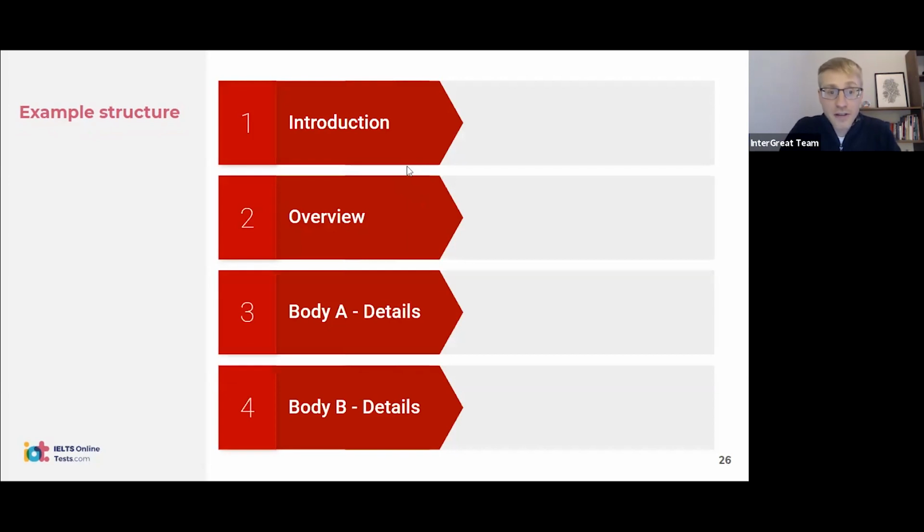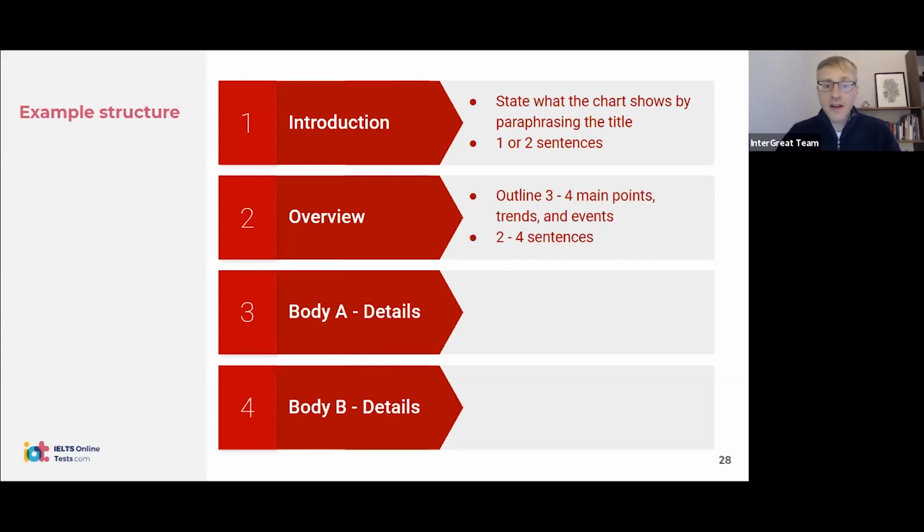The first paragraph is an introduction. The second paragraph is your overview. And then the third and fourth paragraphs are your body paragraphs, where you describe the chart in detail. Let's take a look. In the introduction, we're going to paraphrase the title to introduce what the chart shows, and we'll do this in 1 or 2 sentences. In our second paragraph, we're going to outline our 3 to 4 main points and trends, in about 2 to 4 sentences.